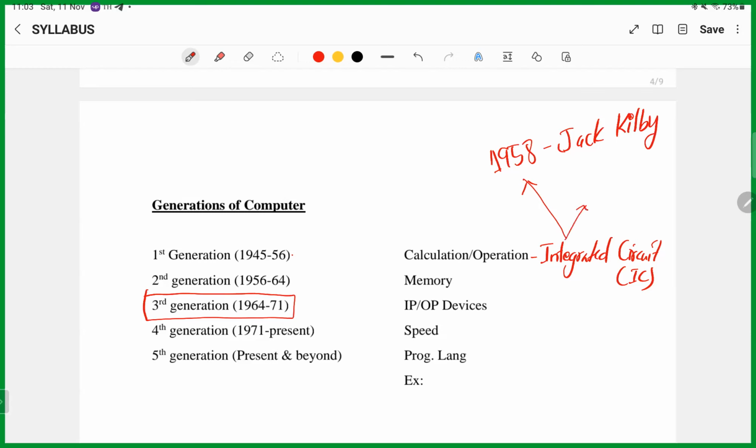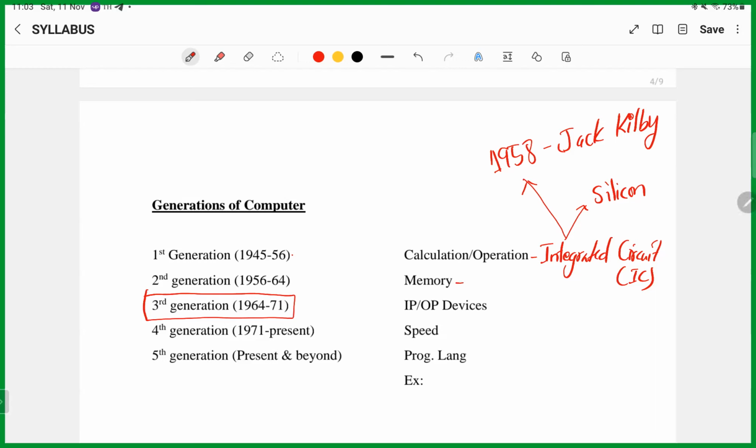Which mineral or which resource is used to build this device, integrated circuit? ಗೊತ್ತಿದೆಯಾ? It is formed by using silicon as a resource. Remember these three things: the name of the person, when it was founded, and the resource that is used to build it. Basically, silicon is the mineral resource that is used.